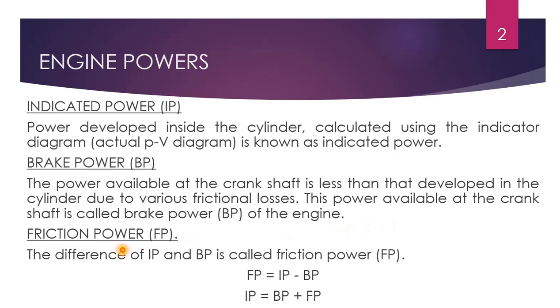And what is friction power? The difference between indicated power and brake power is called friction power, represented as FP. FP is equal to indicated power minus brake power, or indicated power is equal to BP plus FP, brake power plus friction power.